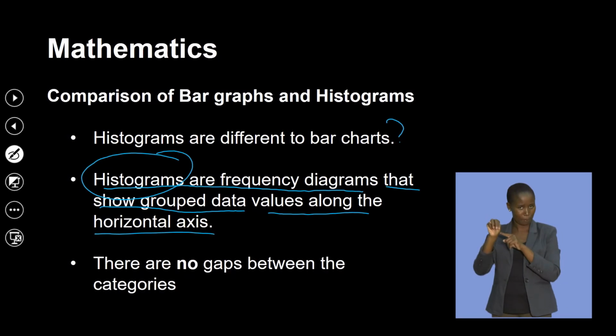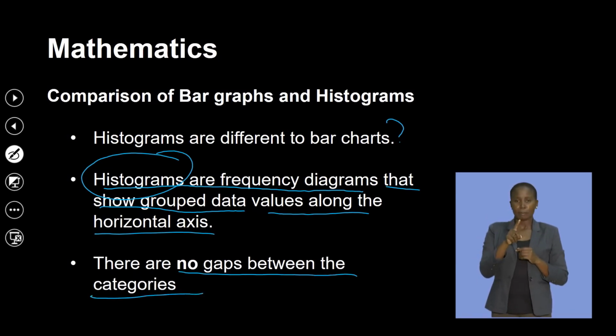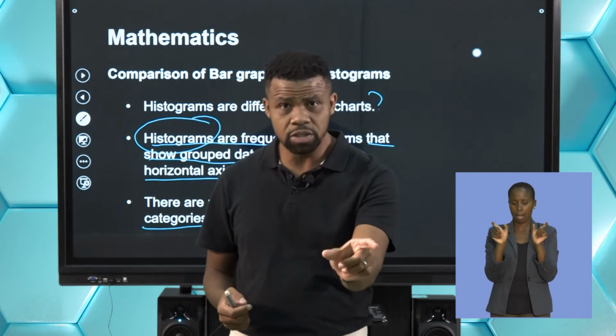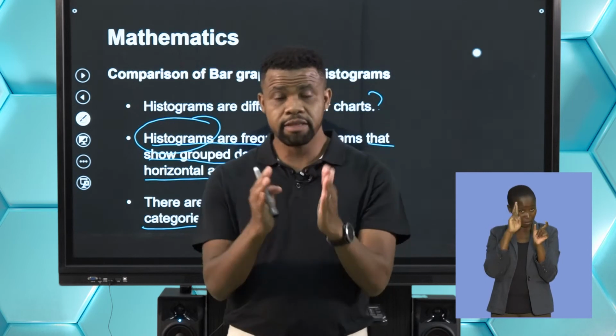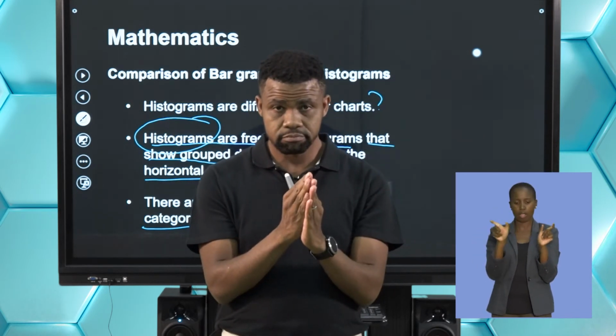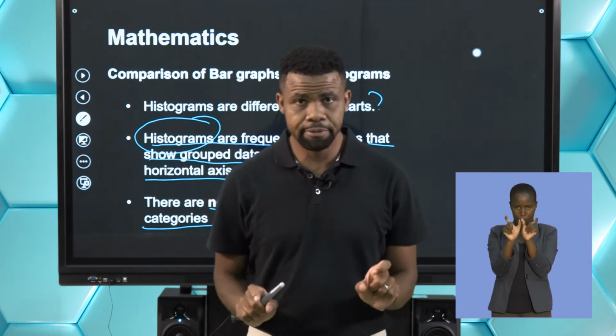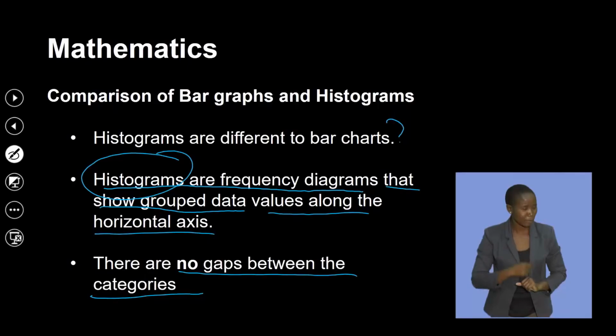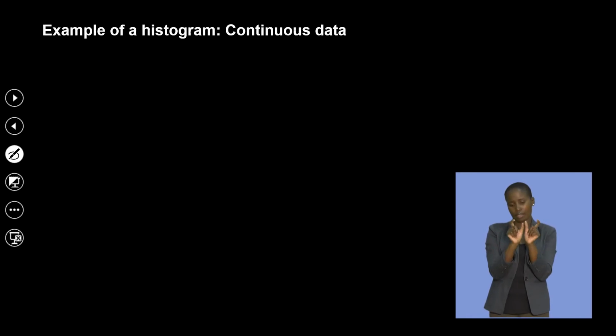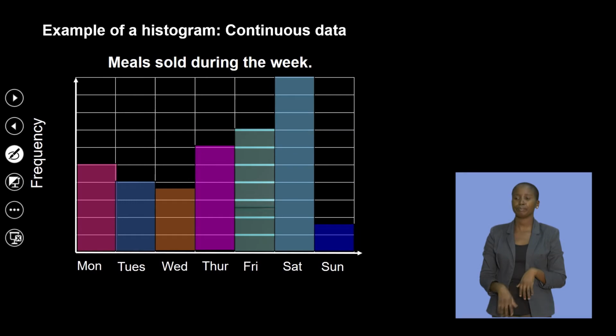Now, there are no gaps between the categories. We spoke about grouped data, and there are no gaps, so the blocks can touch one another. Okay, are we all together? Let's see what I mean. Here is an example of a histogram.